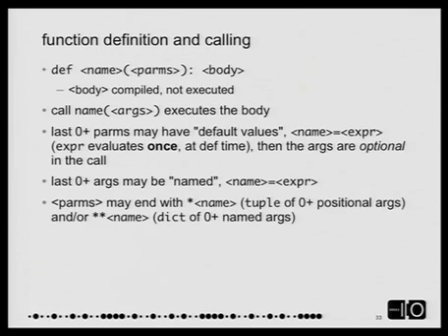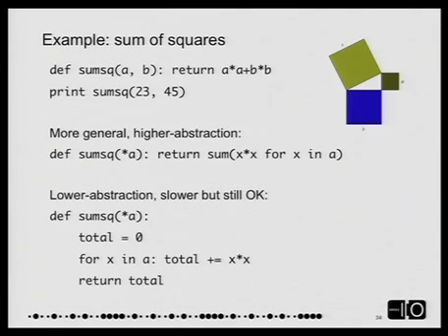Finally, you may define a function that takes arbitrary positional and/or arbitrary named arguments. The syntax is star name. It will give you a tuple name of extra positional arguments, and star star name will give you a dictionary of optional named args. So there's a lot of flexibility there, which is typically used, for example, to wrap a function in another function and pass arguments through without needing to know which ones they are.